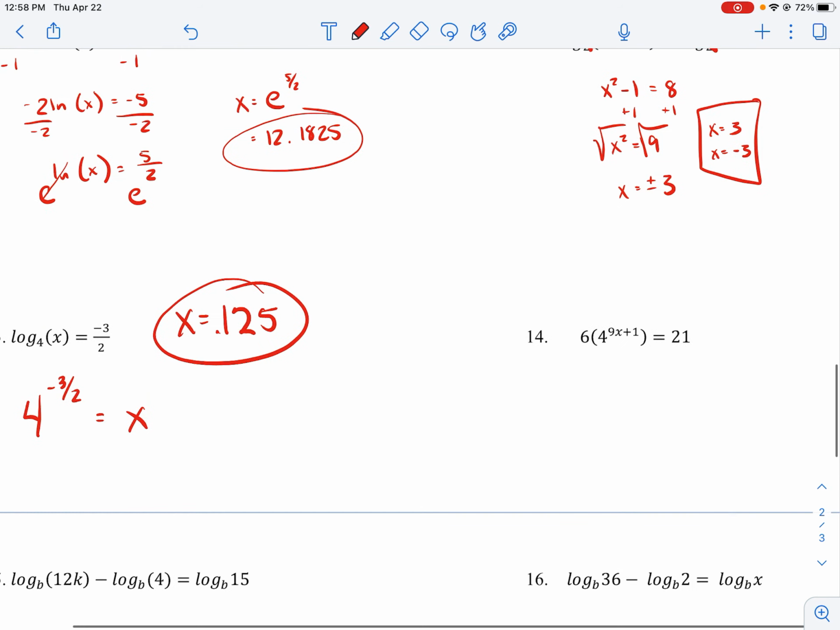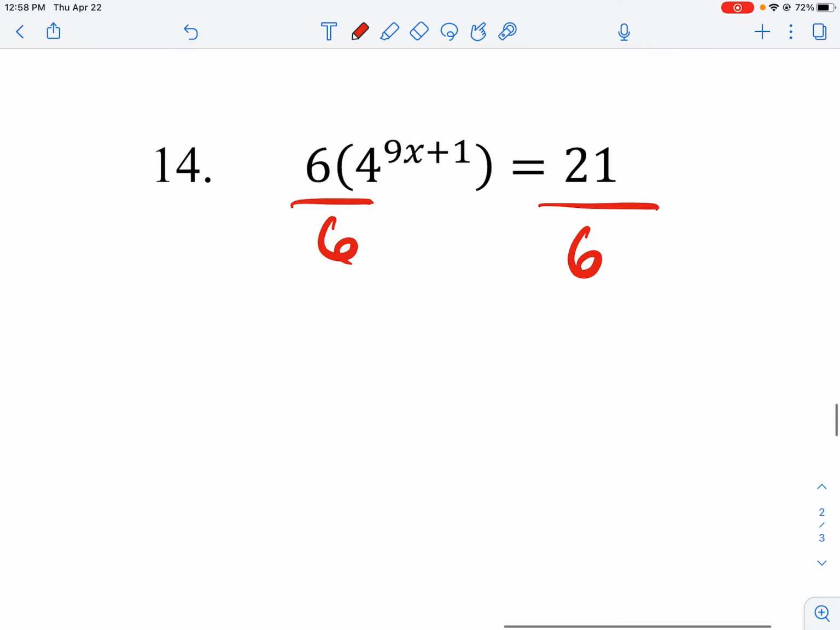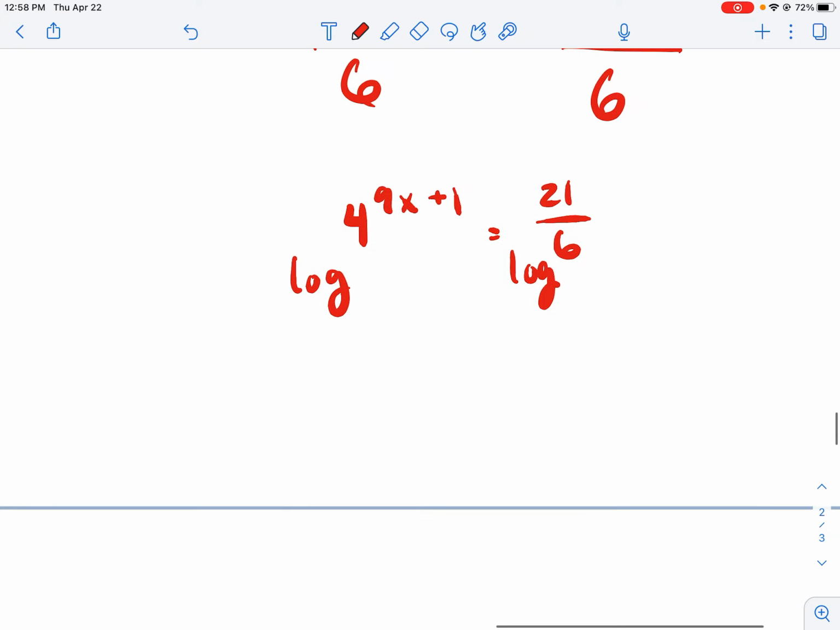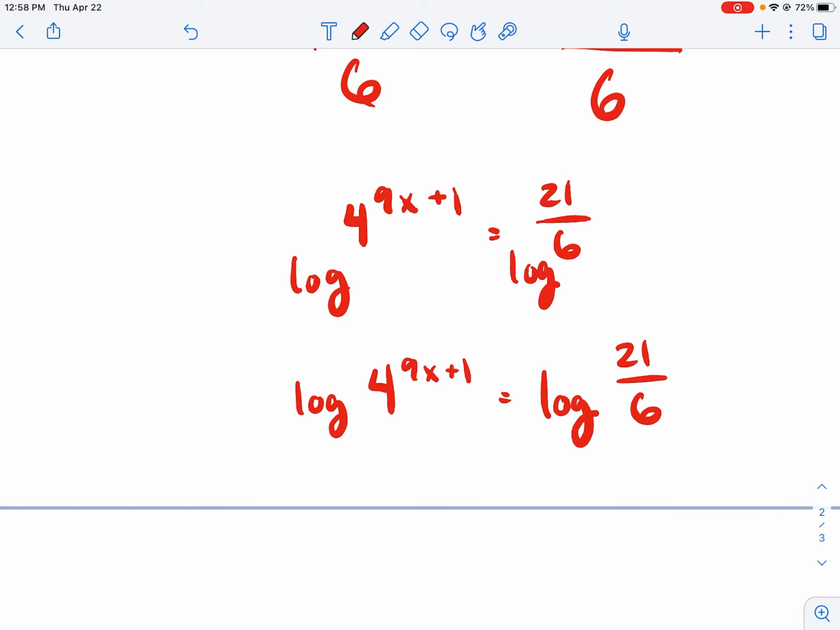Okay, 14. I'm going to divide by 6 first, okay, just to make life a little easier. It's not going to be incredible, but definitely want this guy on the other side. Okay, so now, because I have it on the other side here, I'm going to take the log of both sides. Okay, so we're going to have log 4 of 9x plus 1 is equal to the log of 21 over 6.